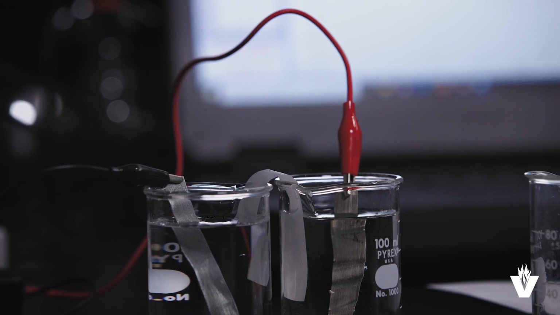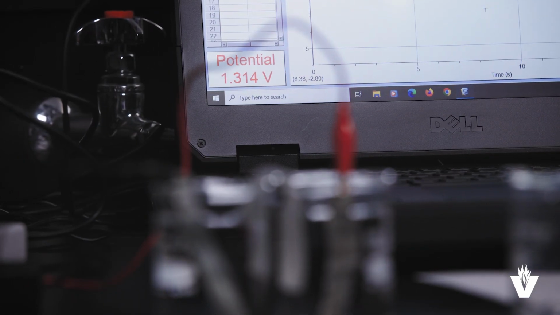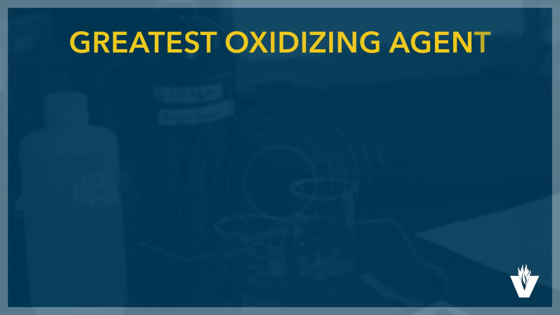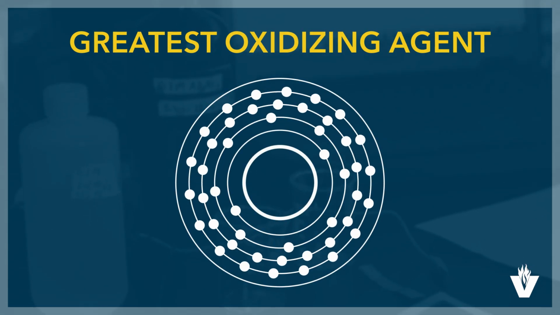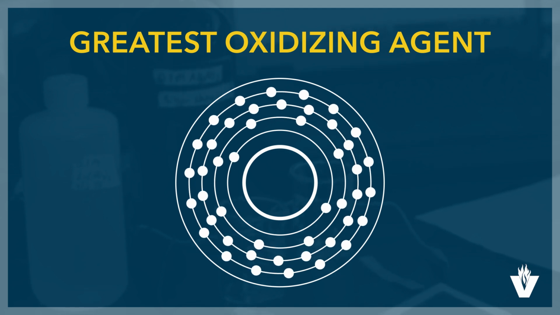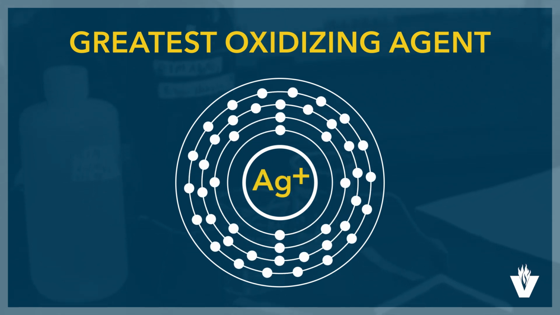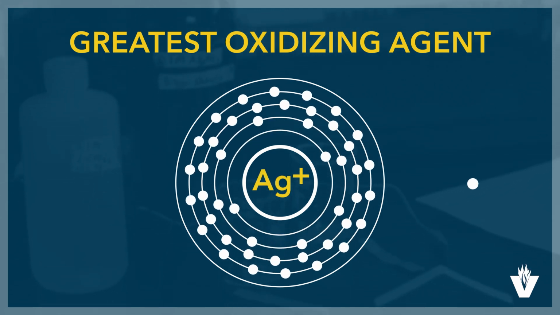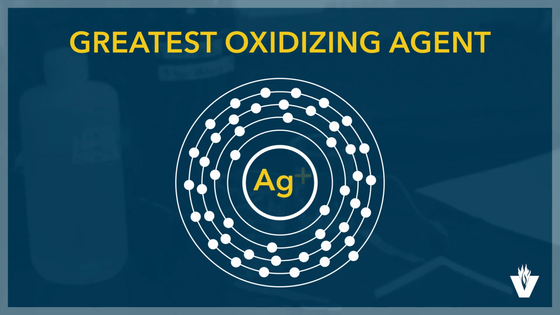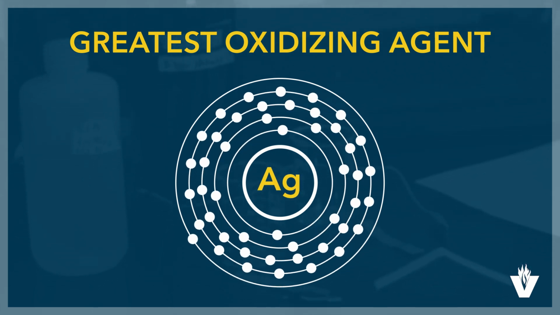The overall standard cell potential must be positive for a reaction to happen. The element or compound with the larger reduction potential, greatest oxidizing agent, will require the electrons. In this case, the silver ion has the largest reduction potential, 0.799 volts. It will acquire the electrons at the cathode.